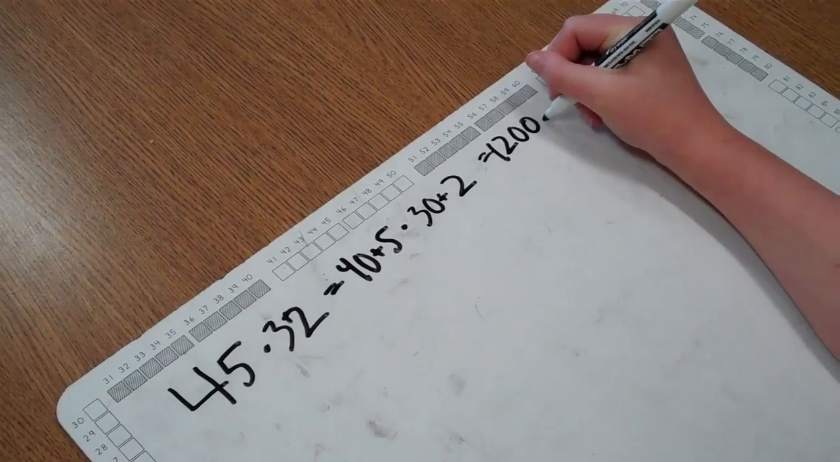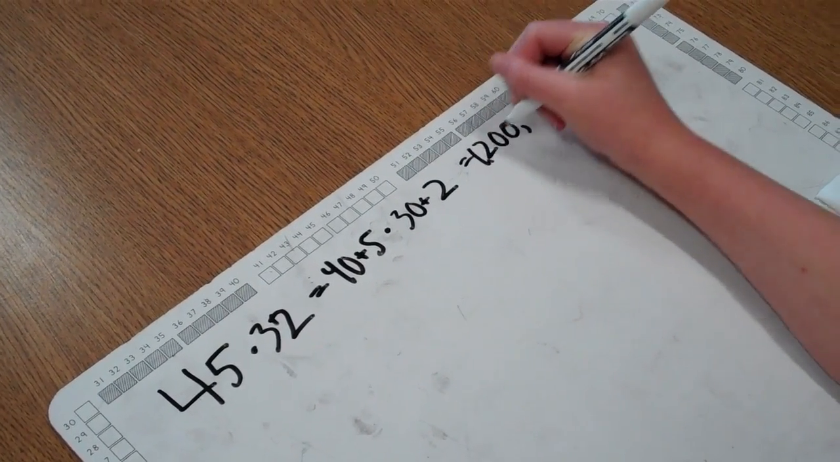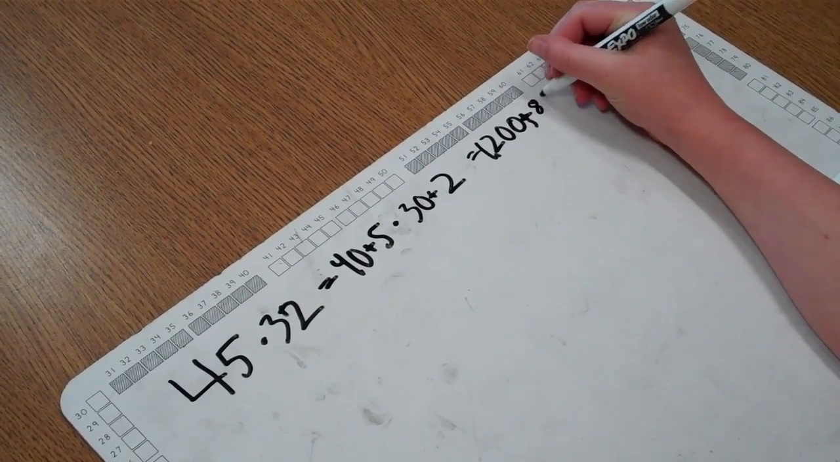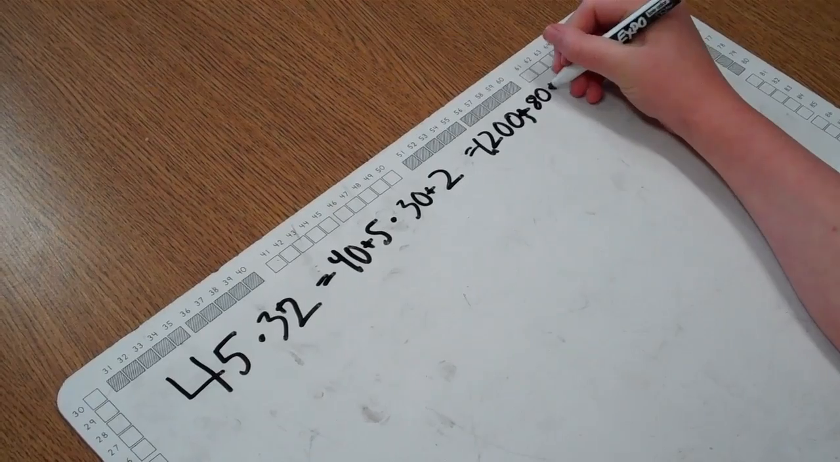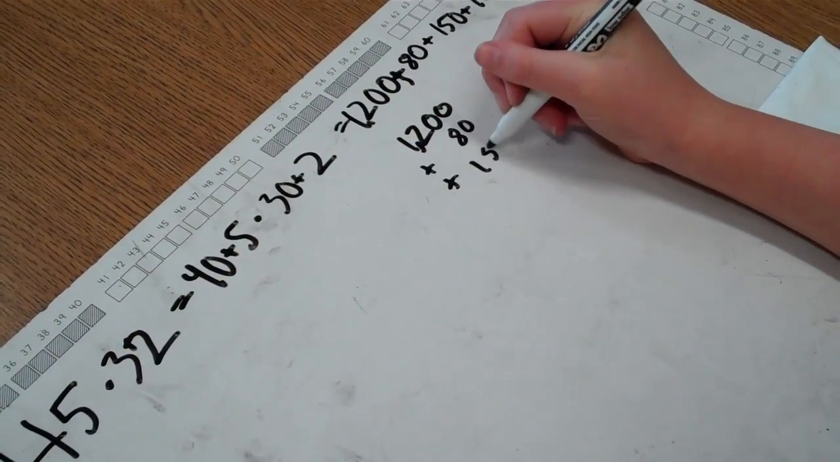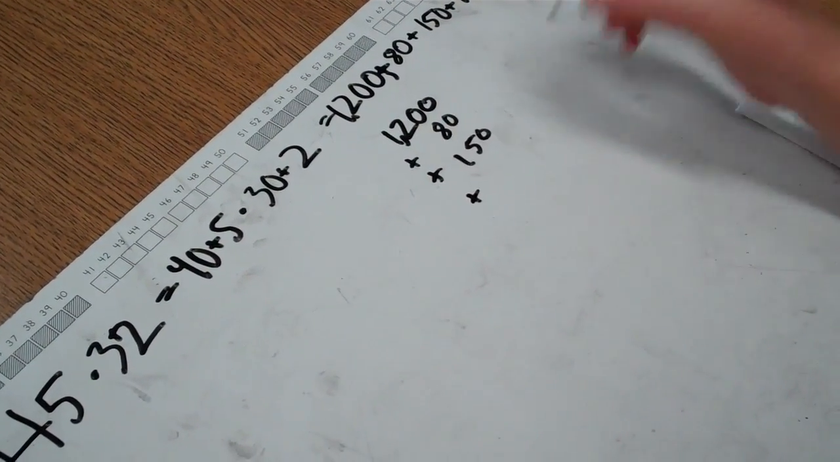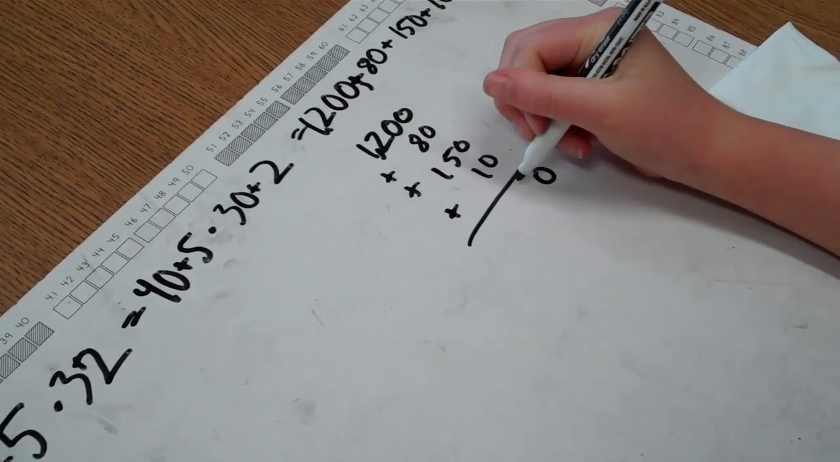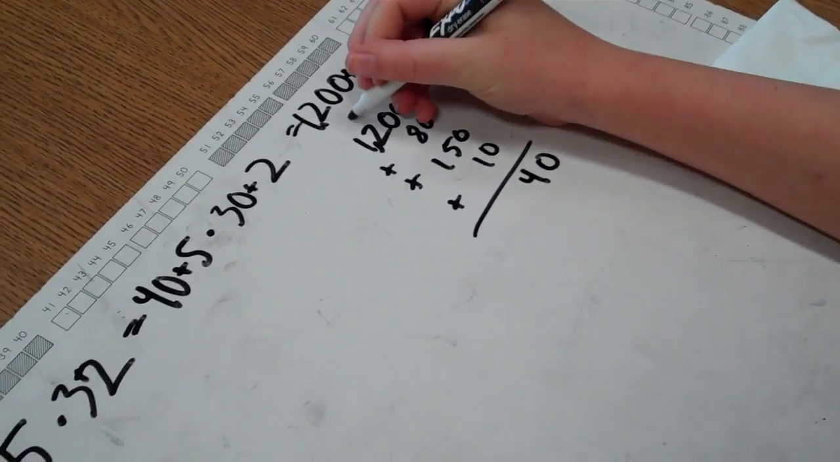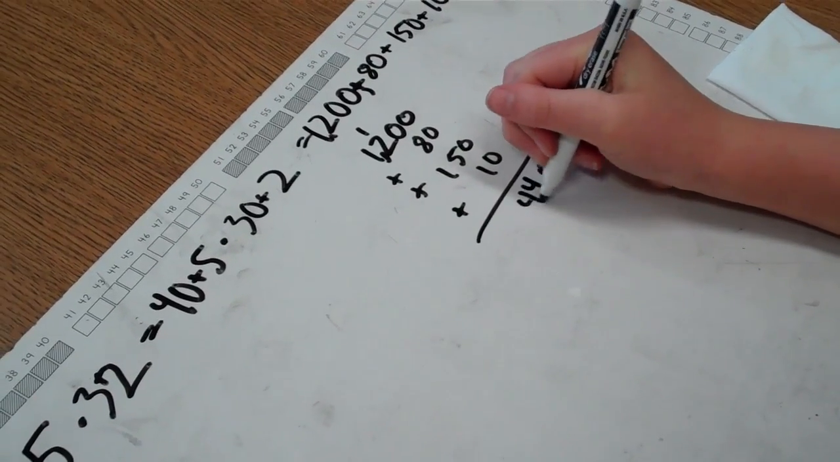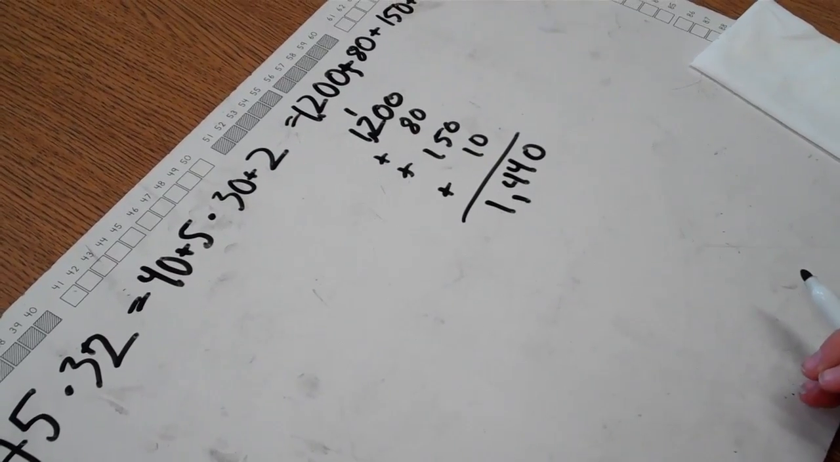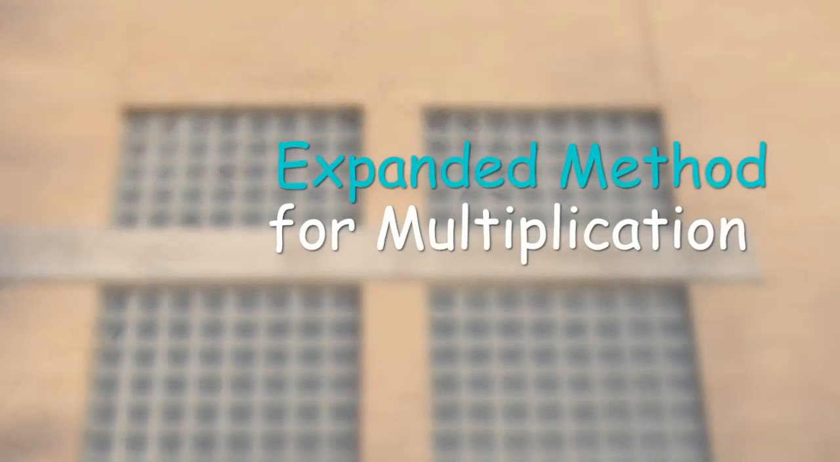Now we're thinking about 5 times 30 and 5 times 2. With all of these subtotals, we're going to move them into a vertical equation to make addition easier. And we know the product is 1,440.